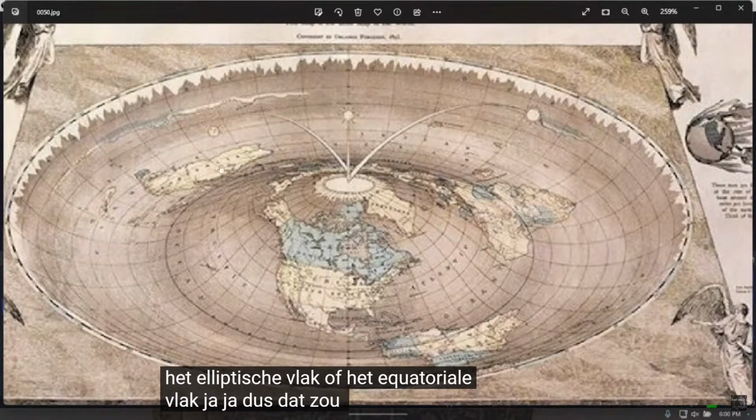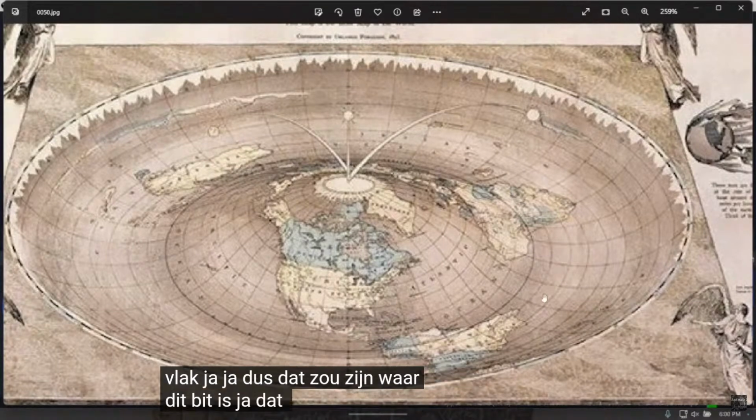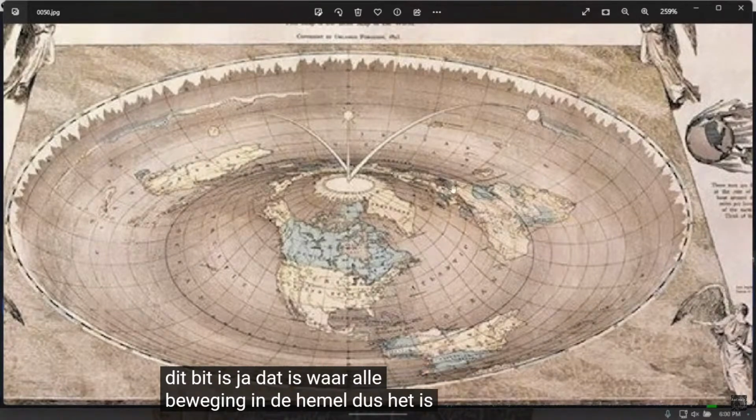Yes. So that would be where this bit is. That's where all the movement in the heavens is. So it's there. Right there.